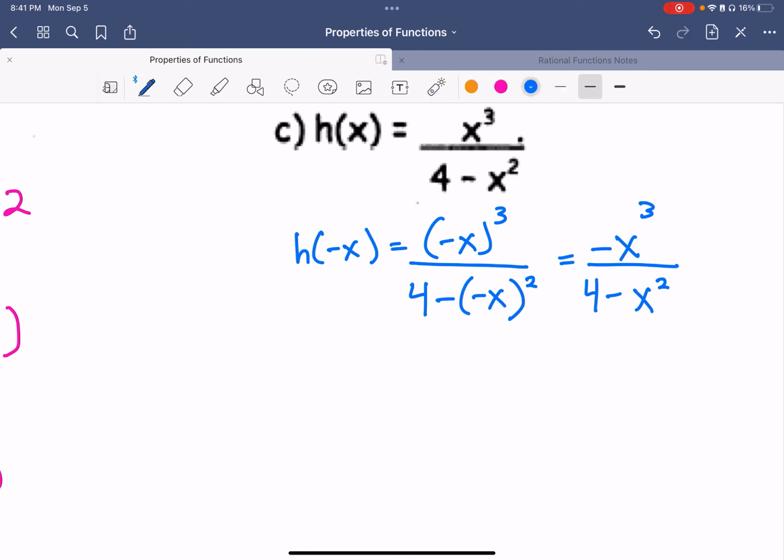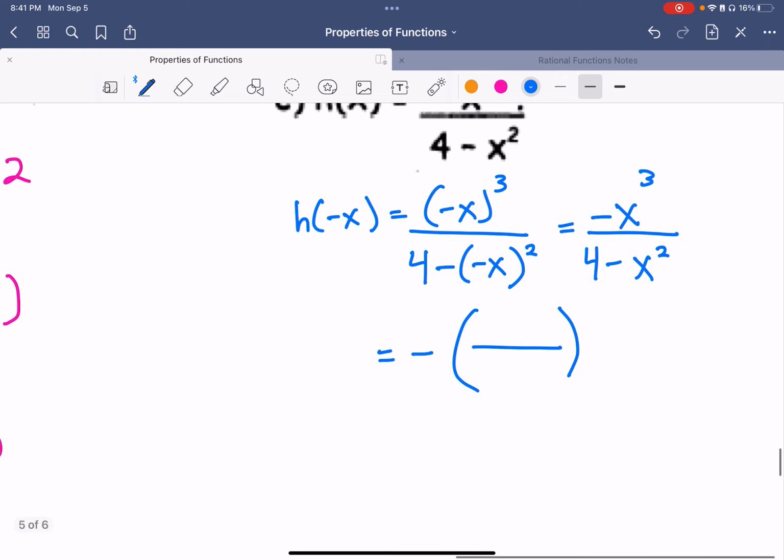So what we're going to do is try to factor out a negative to see if it is odd. Now the thing with taking negatives out of fractions is that you can only take a negative out of only the numerator or only the denominator, but never both.